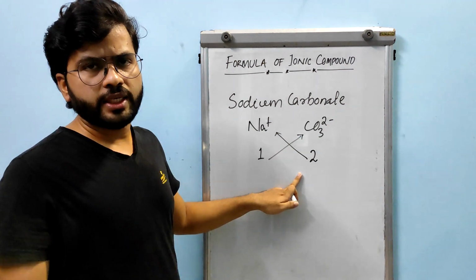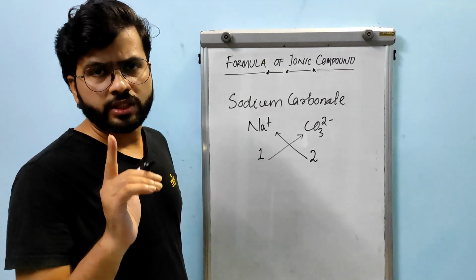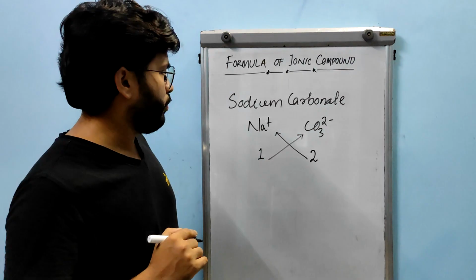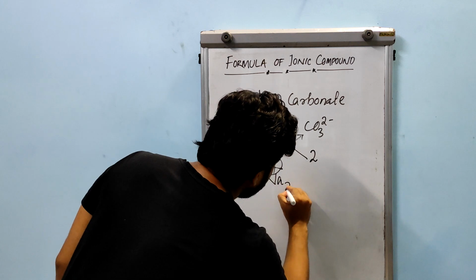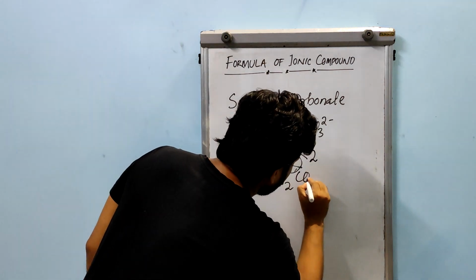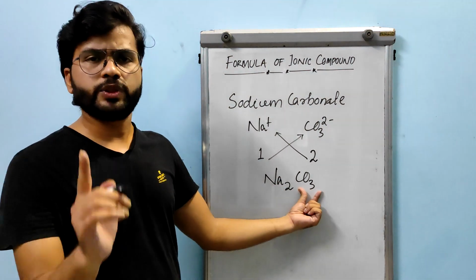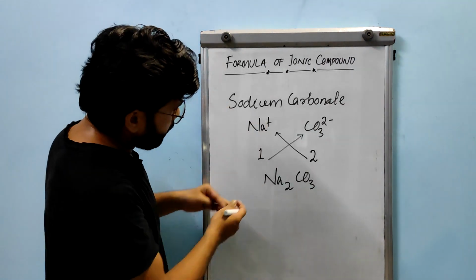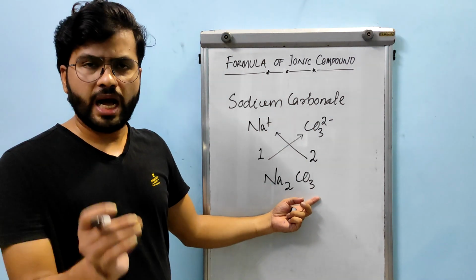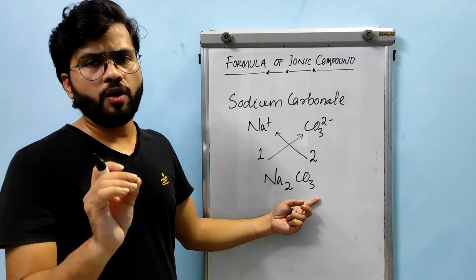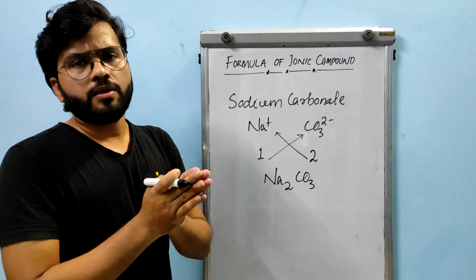After crisscrossing the charge, the next step is to write the formula, and this magnitude of the charge will be written as a subscript. Watch carefully how we write that formula. Here the positive symbol will be removed. We will write Na2CO3. Why am I not writing 1 again? It is understood that the formula is Na2CO3, that means one carbonate ion. So after following these steps we get the formula of sodium carbonate as Na2CO3. I hope you are clear about how to write an ionic compound. We will take a few more examples to understand it with more clarity.